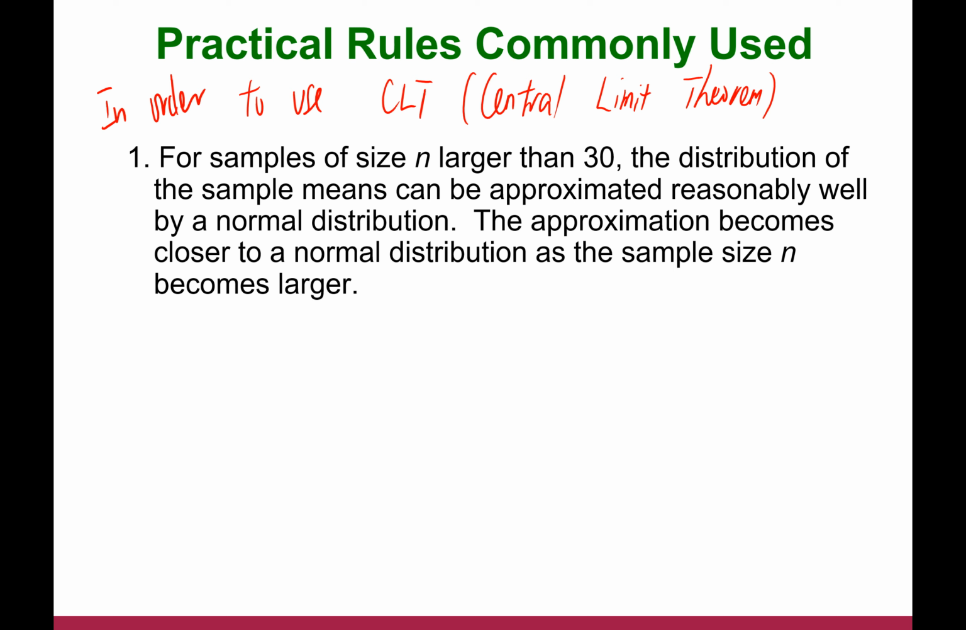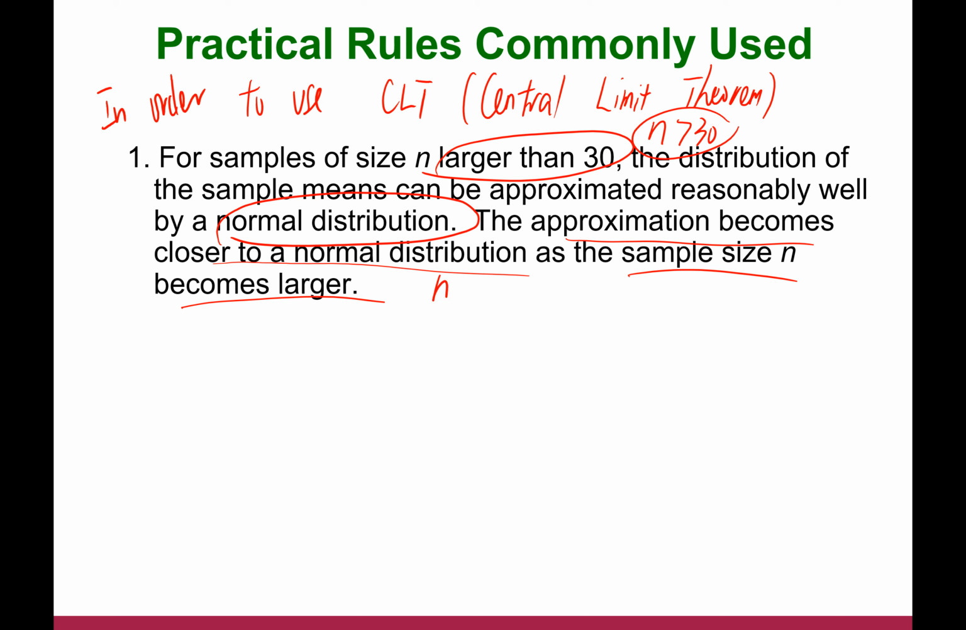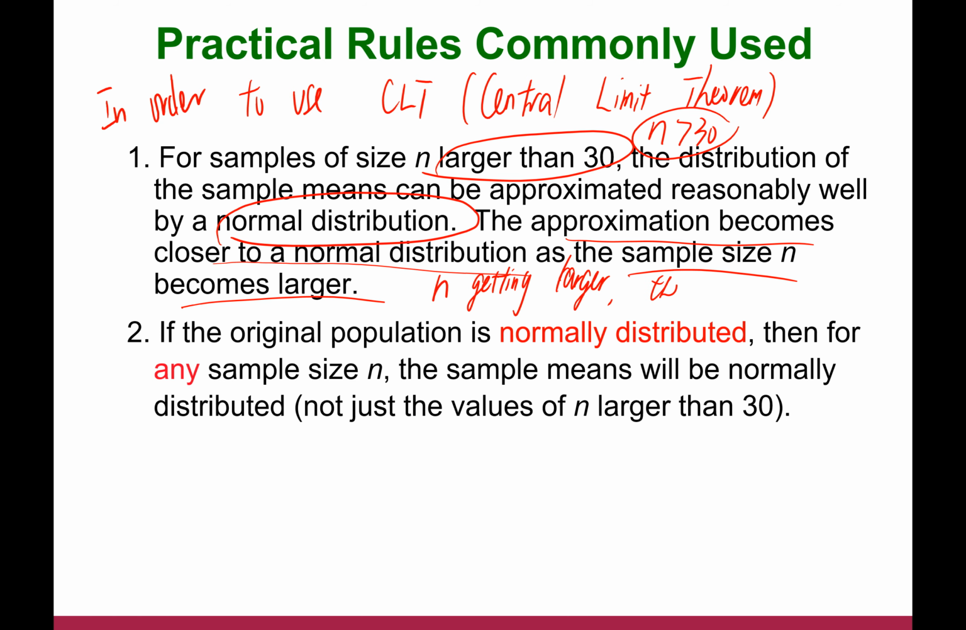If the sample size is larger than 30, the distribution of the sample means can be approximated reasonably well by a normal distribution. So when the sample size is greater than 30, we can use the central limit theorem. And as the sample size becomes larger, the approximation becomes much better, closer to the normal distribution. The larger the sample size gets, the better it is.